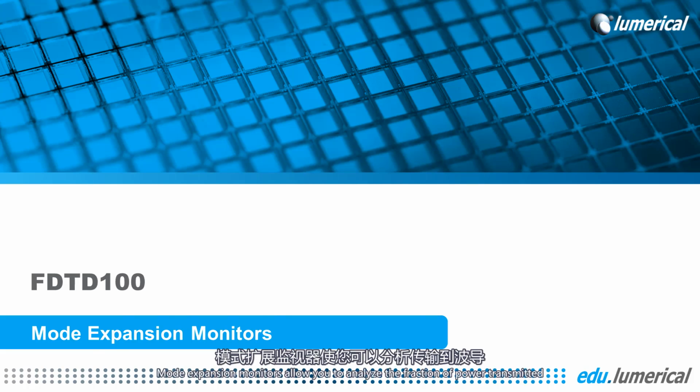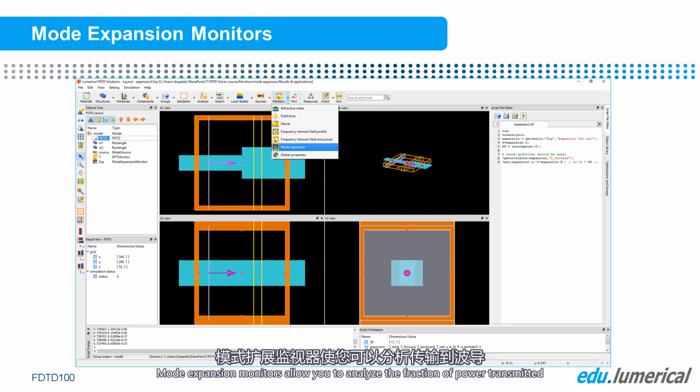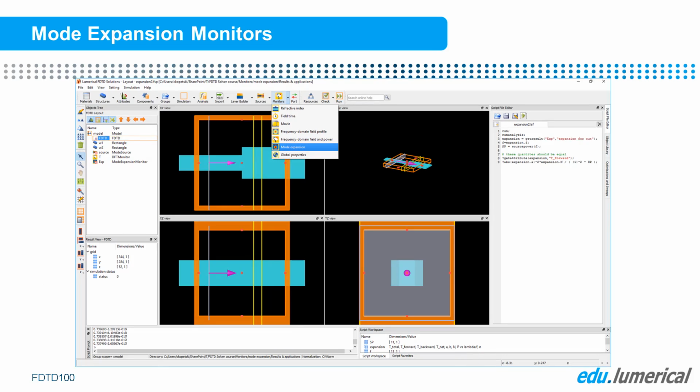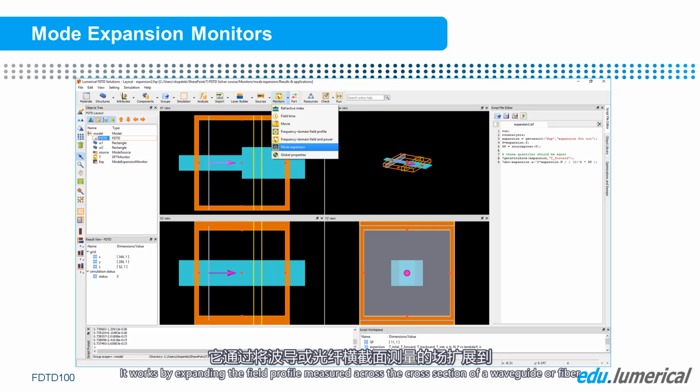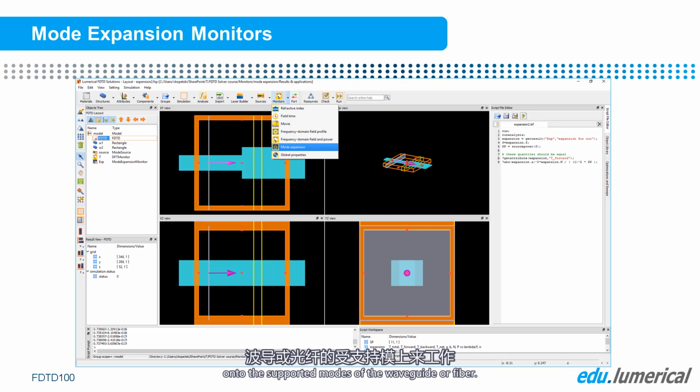Mode expansion monitors allow you to analyze the fraction of power transmitted into any modes of interest traveling in a waveguide or fiber. It works by expanding the field profile measured across the cross-section of a waveguide or fiber onto the supported modes of the waveguide or fiber.